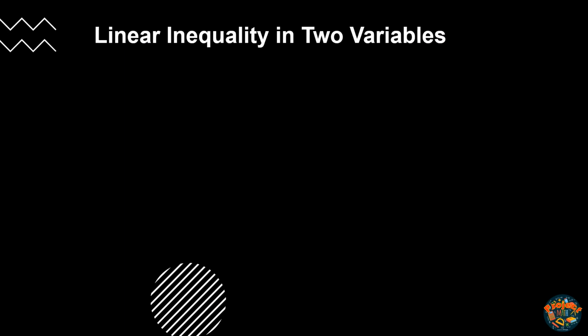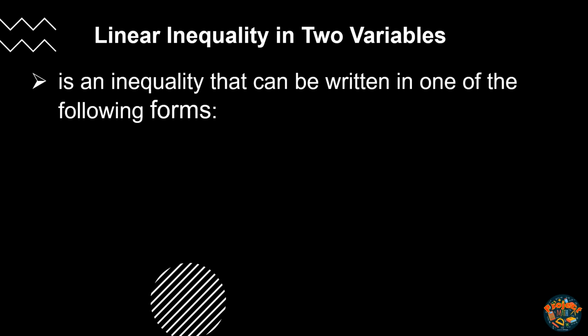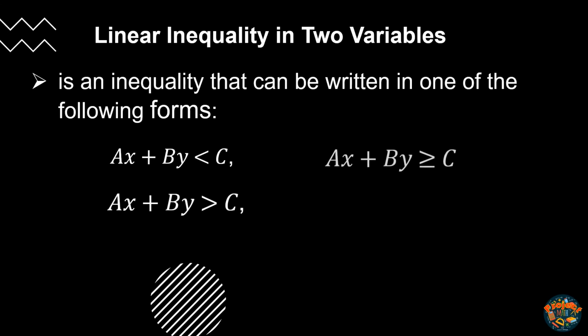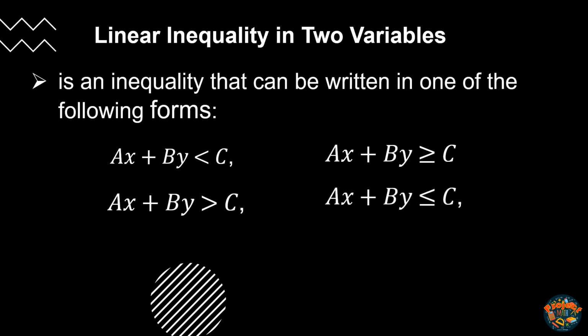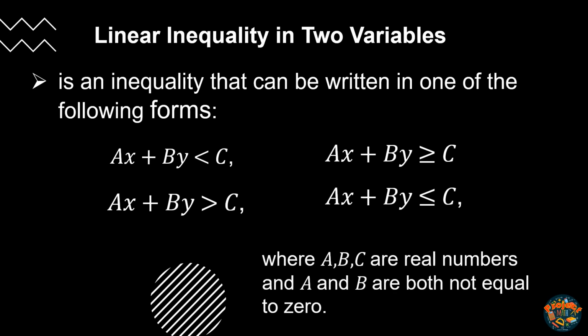So, what is now linear inequality in two variables? It is an inequality that can be written in one of the following forms. AX plus BY is less than C. AX plus BY is greater than C. AX plus BY is greater than or equal to C. And AX plus BY is less than or equal to C, where A, B, C are real numbers and A and B are both not equal to 0.